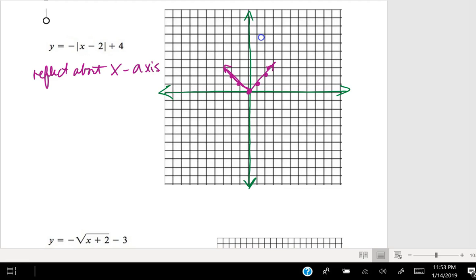Next, I want to look for any horizontal shifts. Horizontal shifts will be located with the x in the expression. So I'm going to shift right 2. So remember, if it has a -2, you're going to shift right. And then last but not least, I'm looking for the vertical shift, which will be up 4.